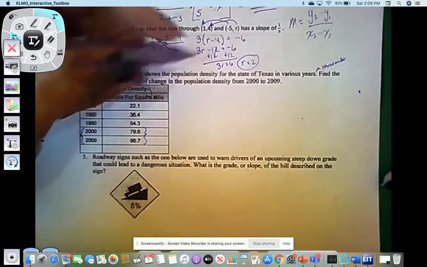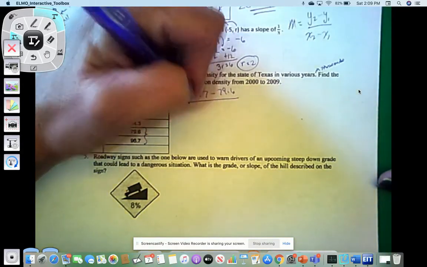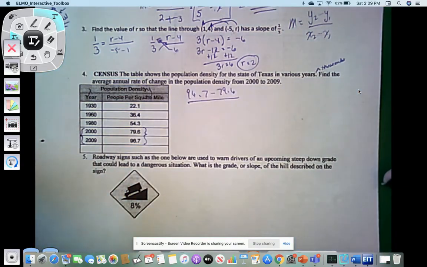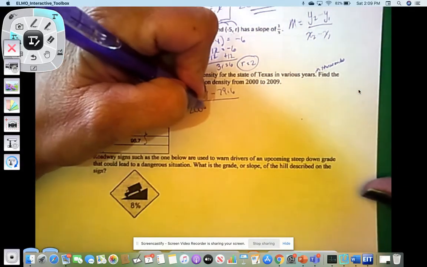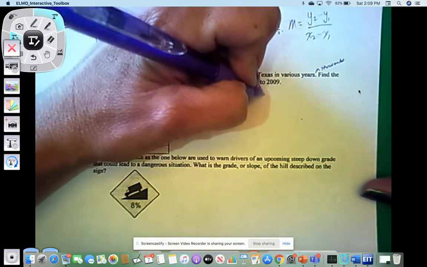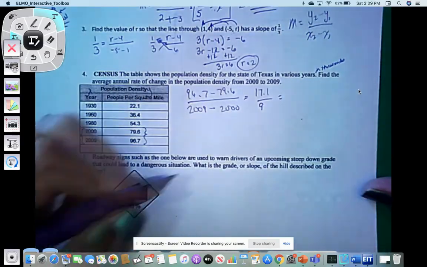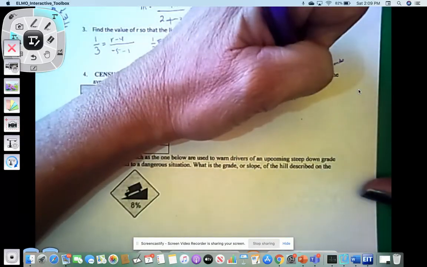So I know that I'm going to do 96.7 minus 79.6. That's going to be on the top because that's my Y. And on the bottom, it's 2009 minus 2000. Simplify that. I get 17.1 over 9. And when I divide the top by the bottom, I'm going to get 1.9.